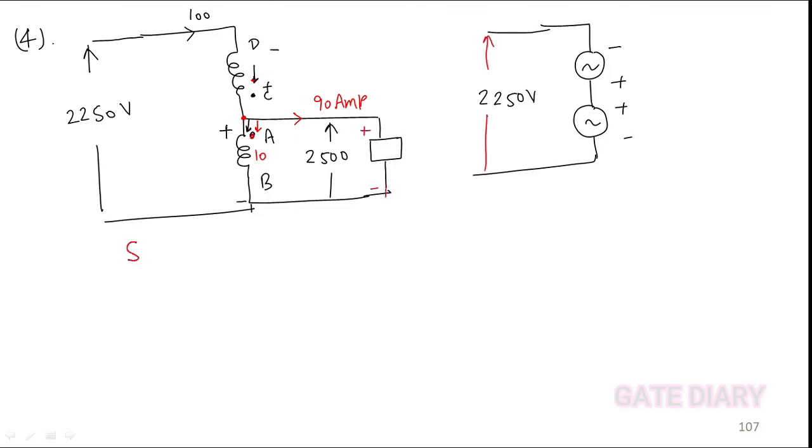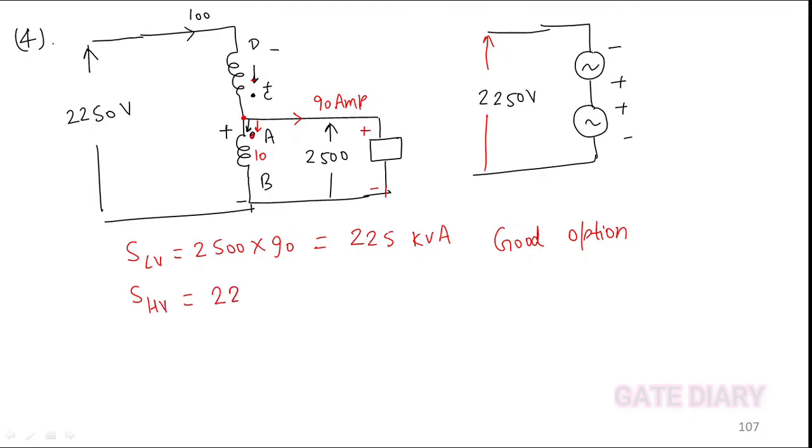So what will be its rating? 2500 into 90, it is 225 kVA. This is also a good option. You are getting good kVA capacity. Or you can find it at the high voltage side also: 2250 into 100 equal to 225 kVA. Or you can say S_HV equal to S_LV.